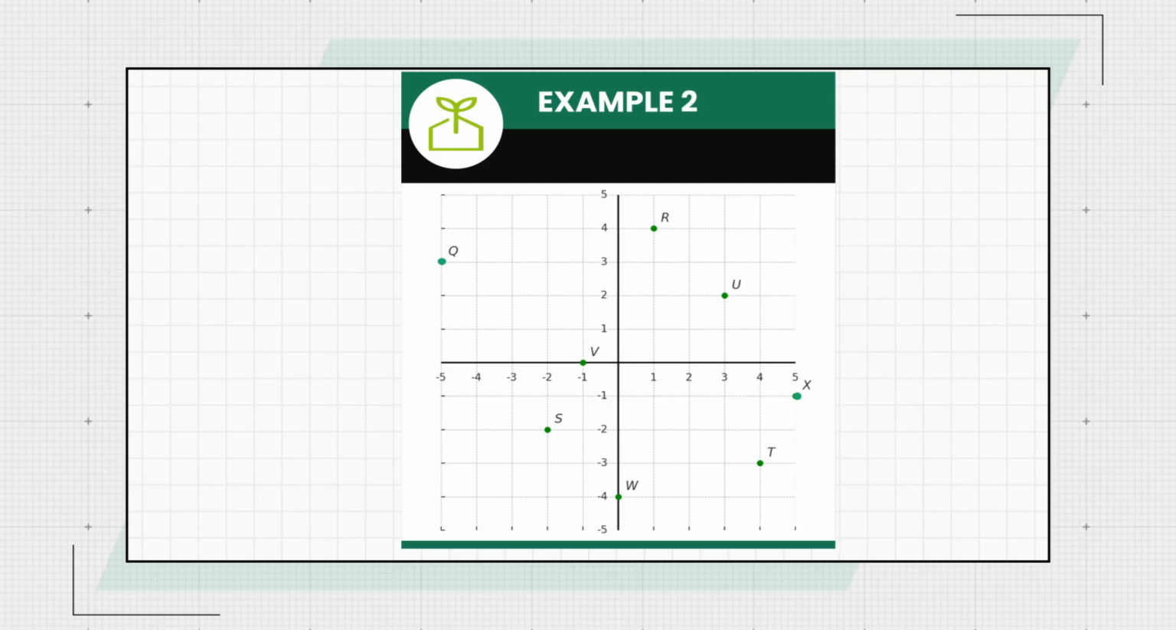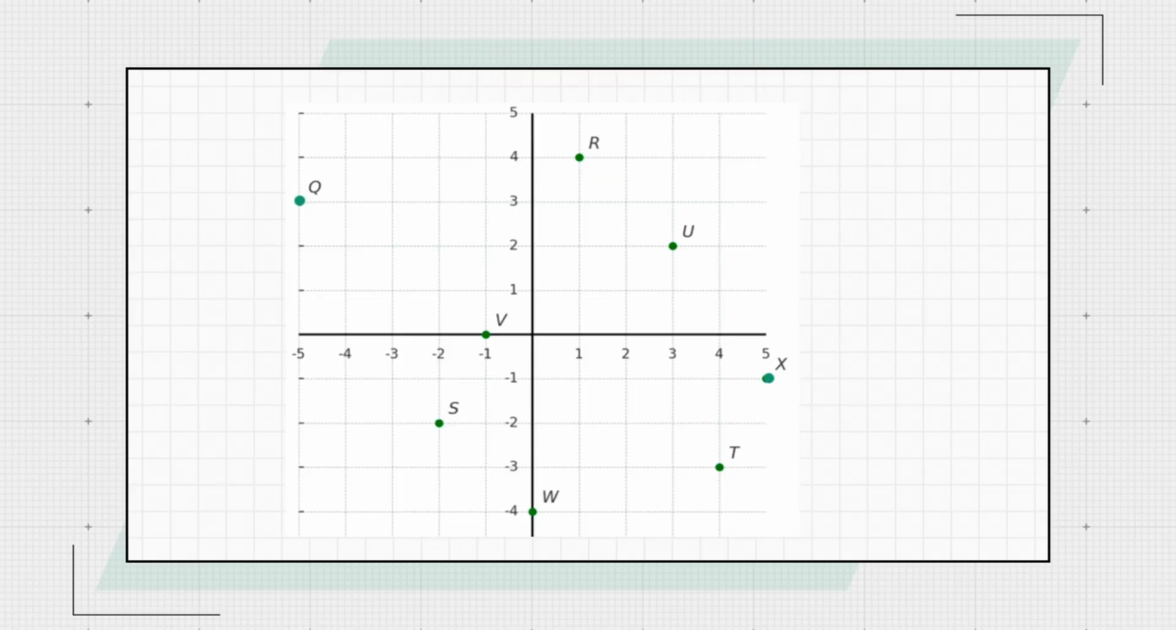Okay, so here's one you can practice. So just give the video a pause, and then I will go through the answers. Alright, let's start off with our Q. So for Q, we've gone all the way across -5. Okay, so for Q, our x-coordinate is -5, and our y-coordinate is 1, 2, 3.